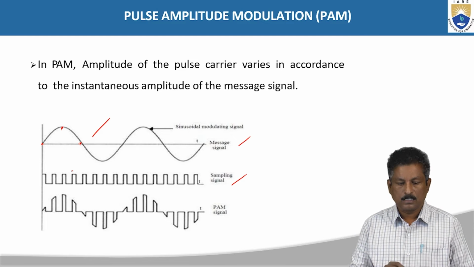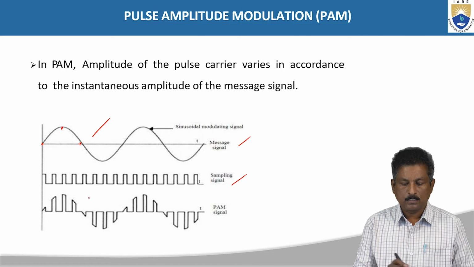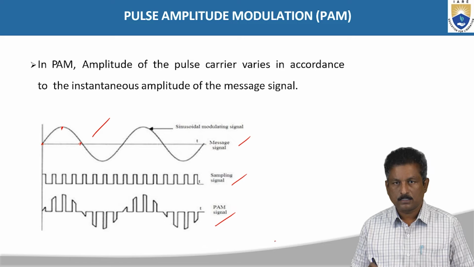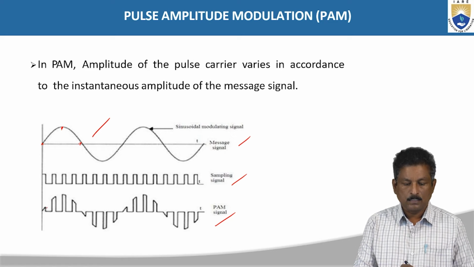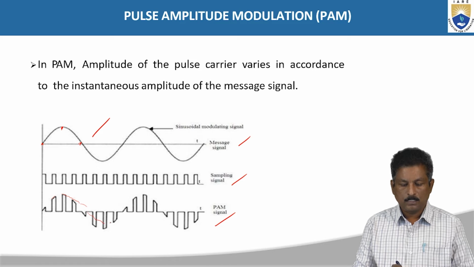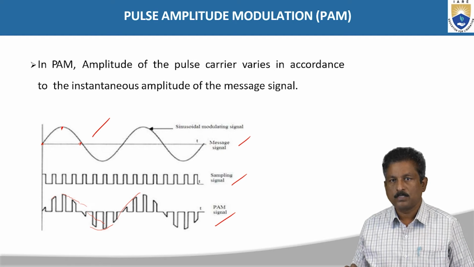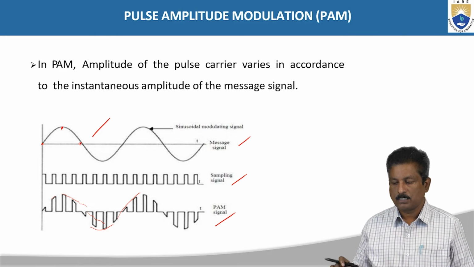So here we can see all of it after modulation. This is the modulating signal. This is the carrier signal in terms of the pulses. Then this is the pulse amplitude modulated signal. You can see the joints or tops of all the modulated signal will help us reconstruct the original modulating signal. So this is about the pulse amplitude modulation technique.